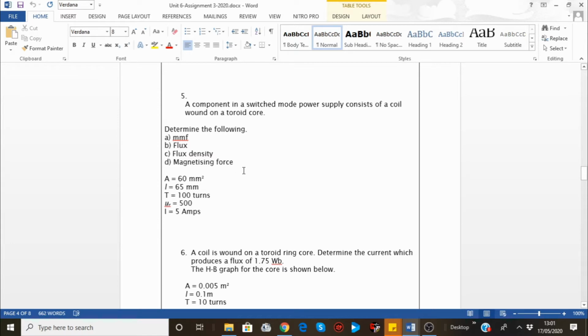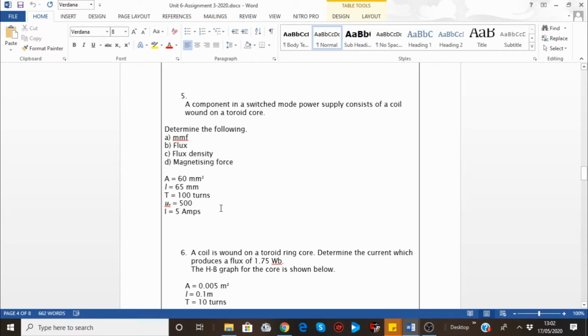Now I can do this in 2 different ways, and it's given you also the area, cross-sectional area, 60 millimeters squared. So straight away you convert that to meters squared. That is 60 times 10 to the power minus 6. L is given 65, and that is 65 millimeters. Convert that to meters is 0.065 meters. Number of turns is 100. Mu R is 500, and I current is 5 amps.